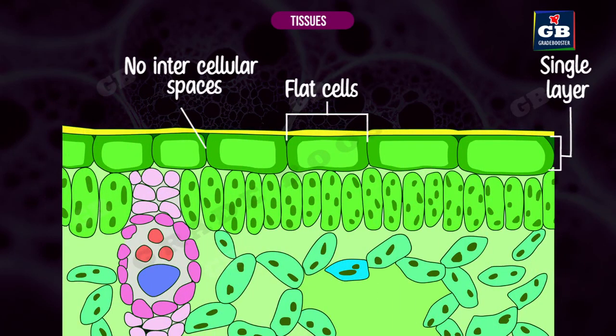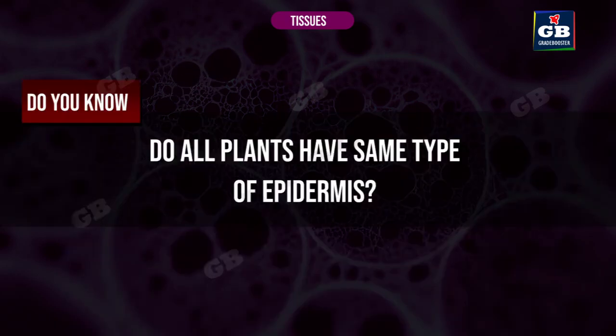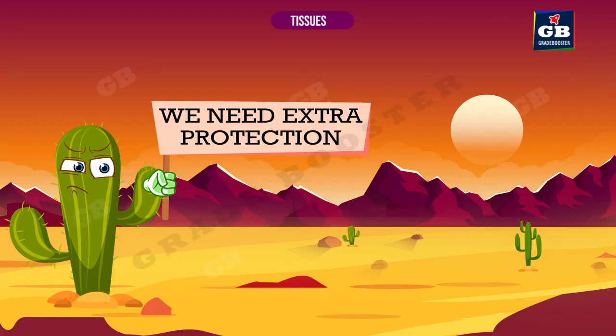In most cases, the epidermis is single layered. It is mostly flat and it forms a continuous layer without any intercellular spaces. Do all plants have the same type of epidermis? No. The plants that need extra protection have a different epidermis.